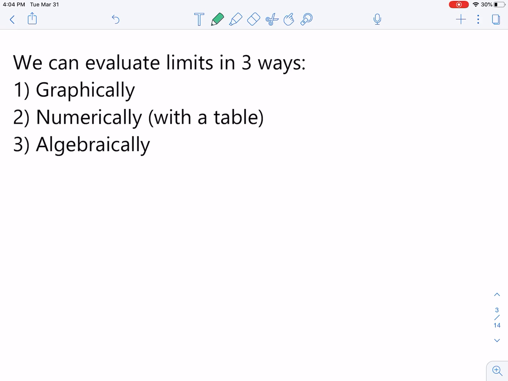We can also evaluate algebraically, also known as analytically, which is where we give you f of x, your function, as an equation, like f of x equals x squared. We'll be doing that next week. These are the three ways we can evaluate limits. Again, you don't need to write that down, this is just where we're going.